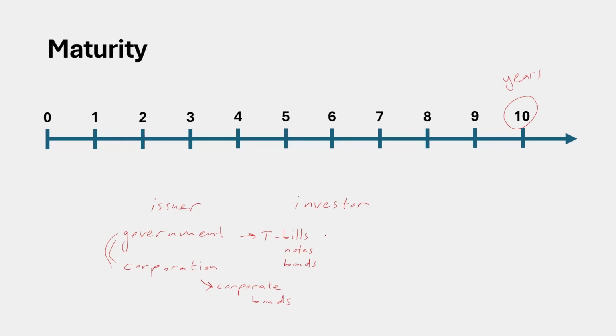And in terms of the differences between treasury bills, notes, and bonds, this is based on maturity. So basically, treasury bills have a short maturity, okay? Treasury notes have a medium maturity, and treasury bonds have long maturities. So for example, treasury bonds can be up to 10, 20, 30 years, okay?